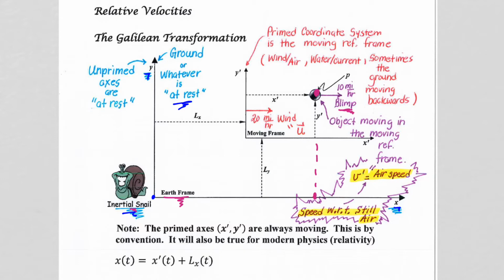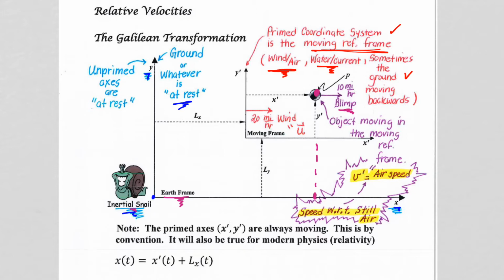Now, as you can see, the primed coordinate system, the moving reference frame, is going to be the wind in the air here in this problem. In some problems, it'll be the water or current. And get this into your notes, because sometimes, believe it or not, it will even be the ground streaming backwards. So we'll see that in another page or two of notes.